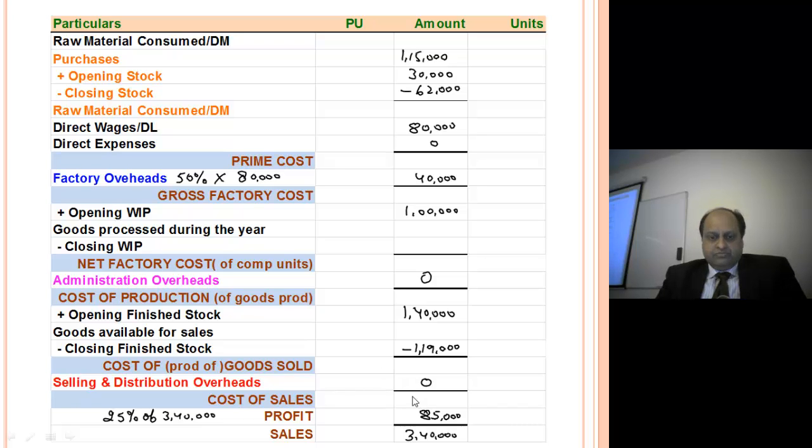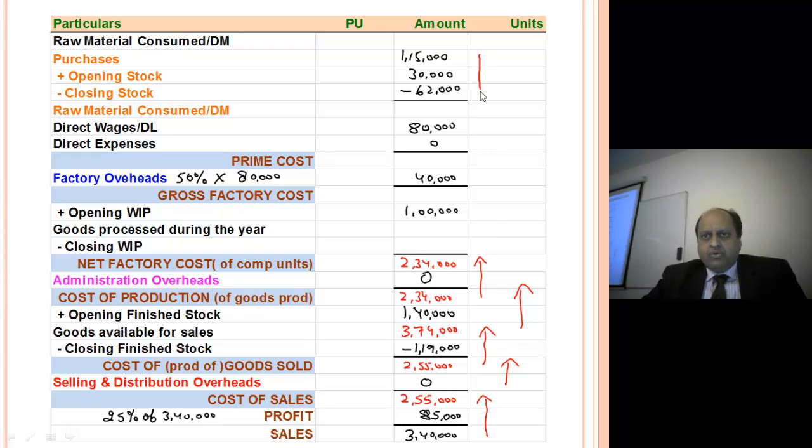Now, so what is my cost of sales? 340 minus 85. So I'll move upward and get 2,55,000. Further upward, plus 1,19,000. It is how much? 3,74,000. Further upward, I will deduct 2,34,000. This figure I need to know. So I'm stuck over here.